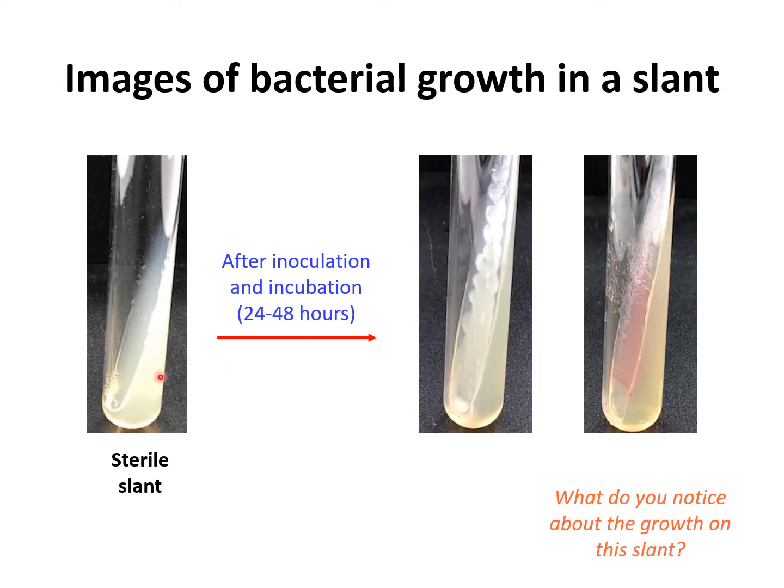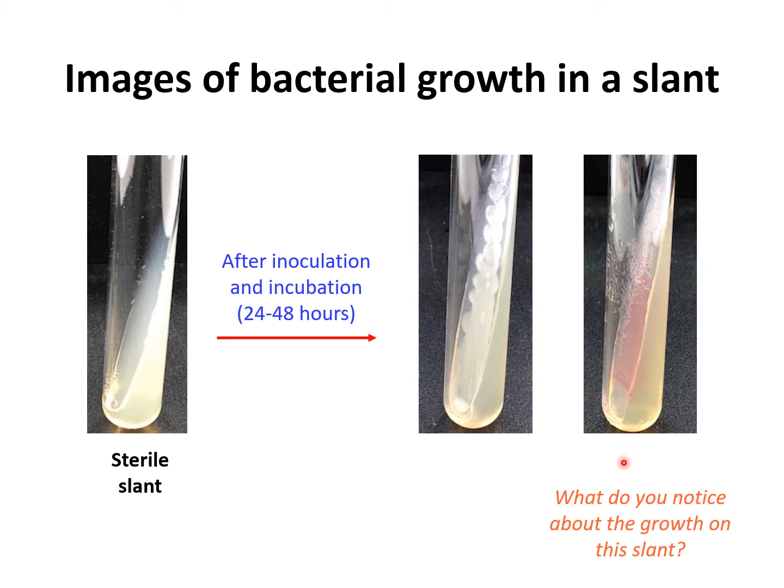This is a slant right here. Remember, a slant is a solid medium. We usually slant it so that as the agar solidifies, you get this slant right here. This is the surface part that gets inoculated with the bacteria. So we usually use an inoculating loop, and you inoculate the surface right here, kind of like in a zigzag pattern. You stick it in the incubator, and you leave it for 24 to 48 hours before you can start seeing growth.